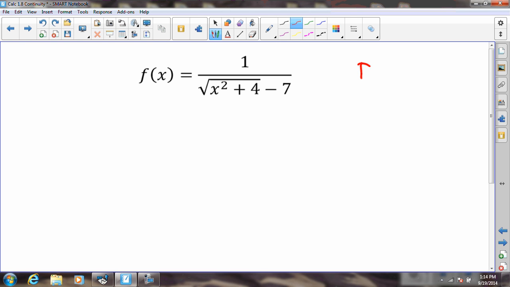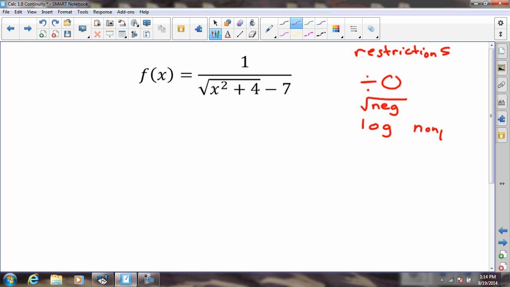So remember, if you're searching for domain, it's easier to find the restrictions on the domain. If we're searching for restrictions, what are the things that don't work? Well, they don't work if we have to divide by 0, and they don't work if you have to take the square root of a negative number. We also know that there would be restrictions if we had to take the logarithm of a non-positive, but since this problem has no logarithms, we don't have to worry about that. These are the two things that we have to search for.